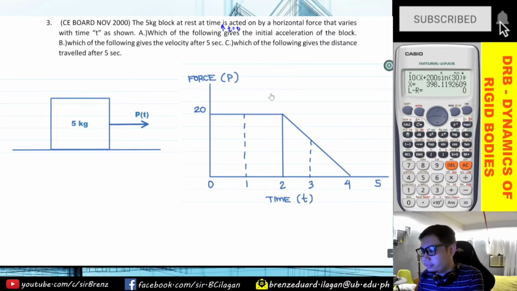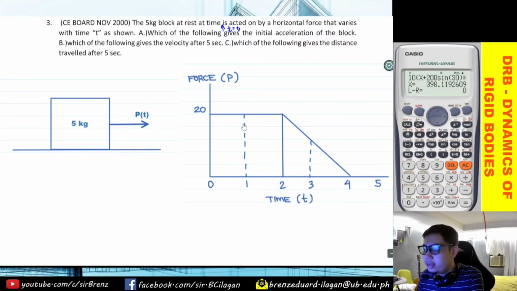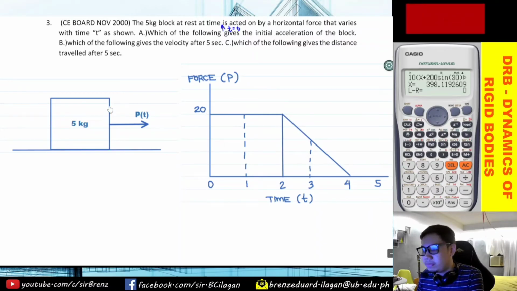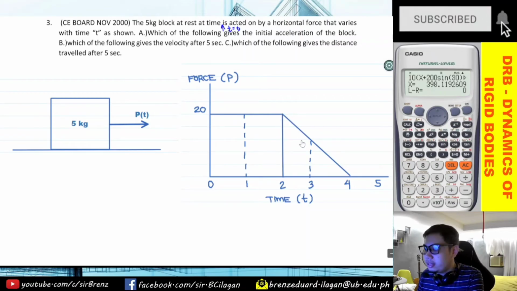Ayan. So varying force siya, hindi siya constant force. So when we say varying, so at any time t, hindi pare-pareho yung value ng kanyang force P. Maybe at the first 2 seconds, same lang na 20 yan. But pagdating niya ng 3 hanggang 4, naging ano na siya, changing na siya.